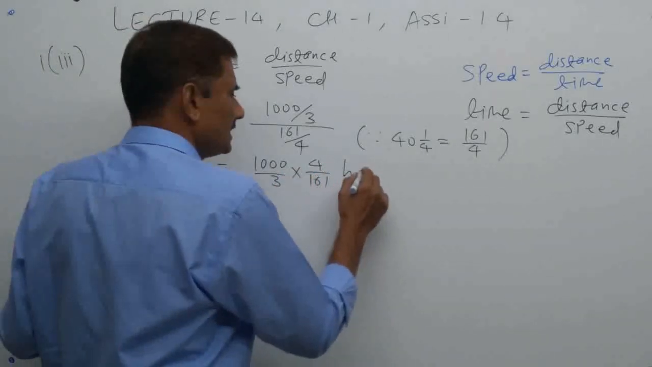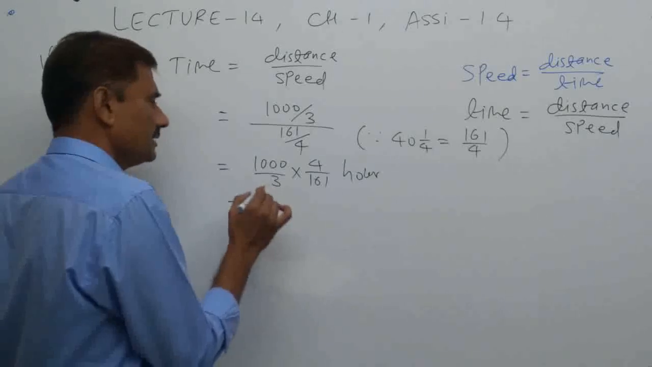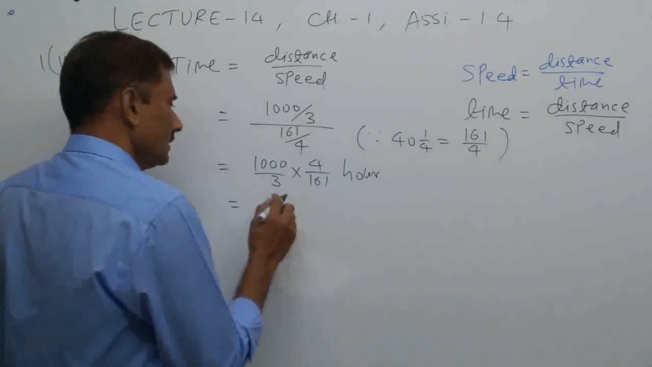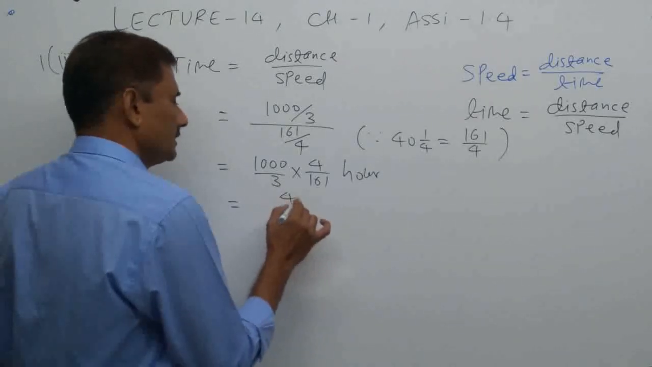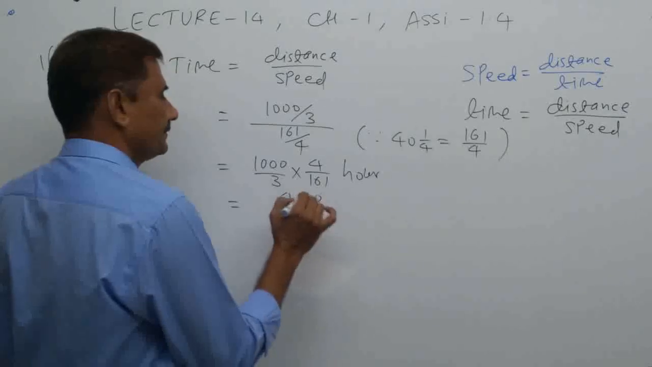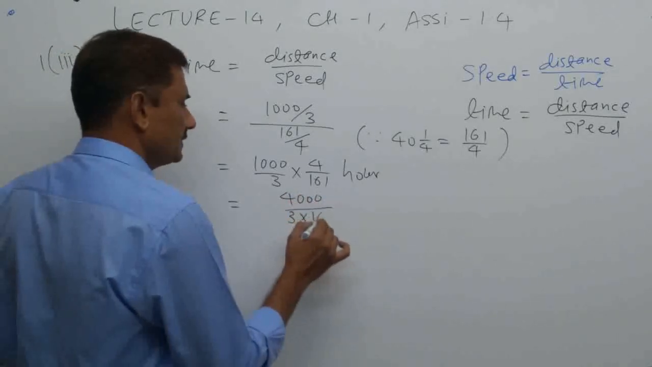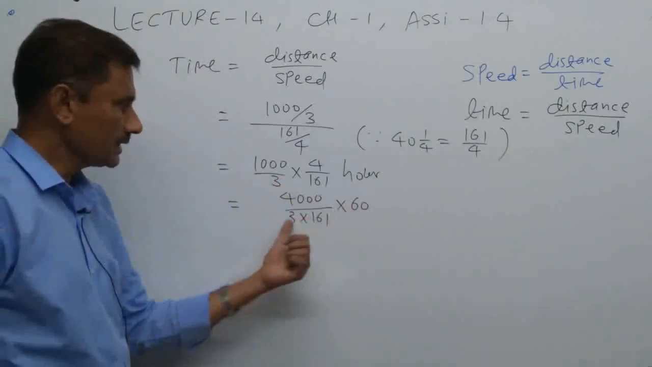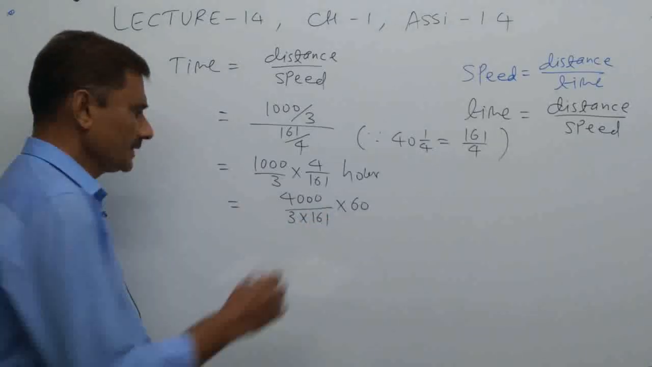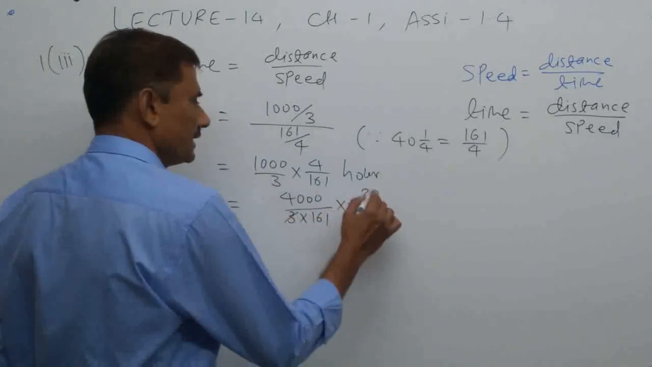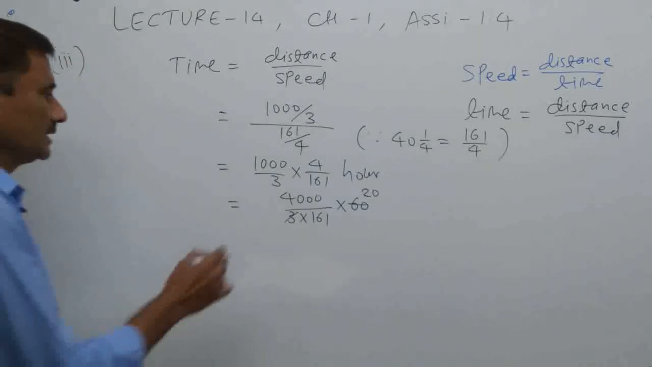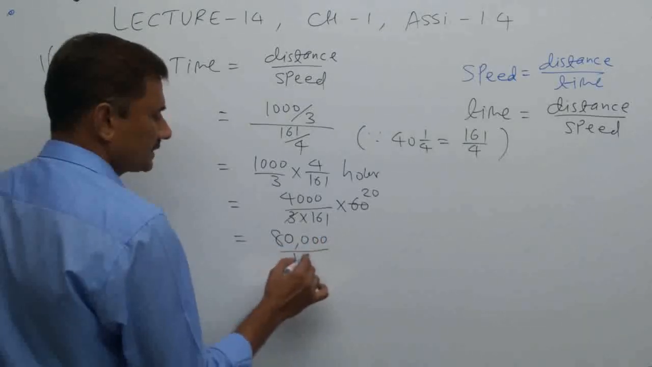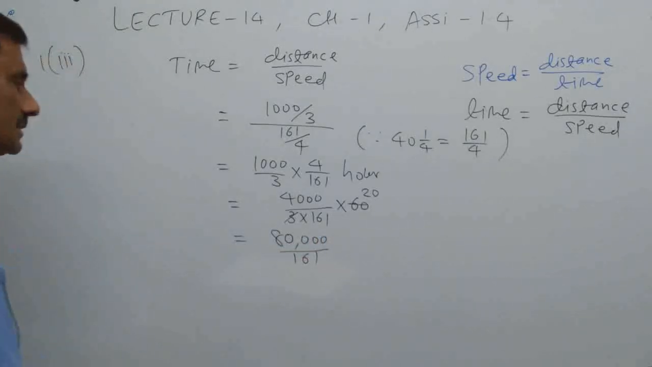So this is actually our answer, but we want it in minutes. So it is 4000 upon 3 into 161, into 60. I don't multiply here because it is going to cancel out somewhat, that's why. So it will be 3 into 20 is 60, that's why. So it becomes 80,000 upon 161. 80,000 upon 161.